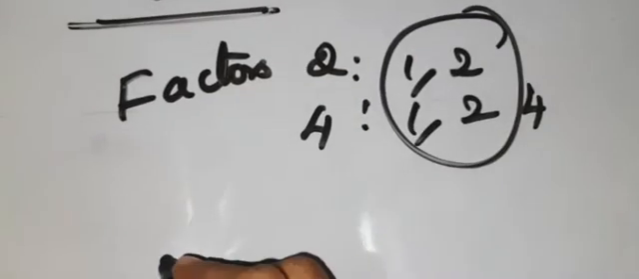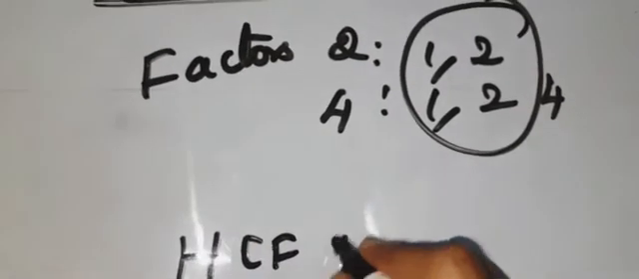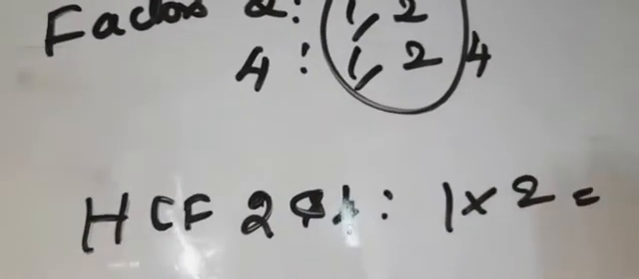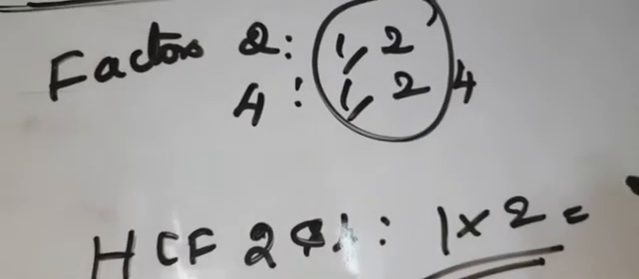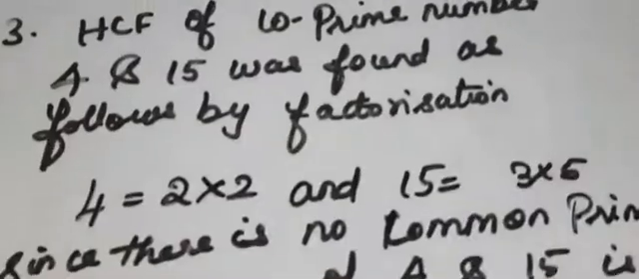Now we are going to find the HCF of 2 and 4. So 1 and 2 are the common factors, and 2 is the highest common factor of the given numbers 2 and 4. So the HCF of 2 and 4 is 2.